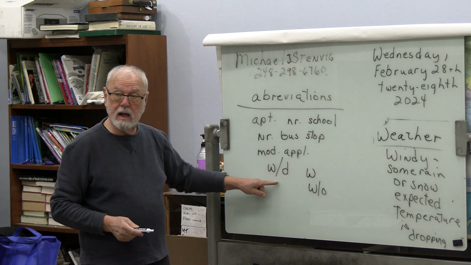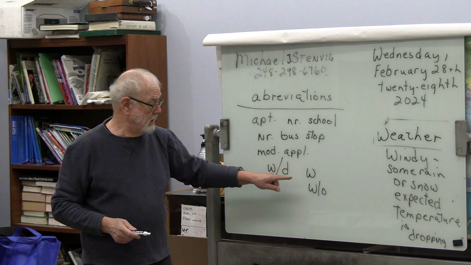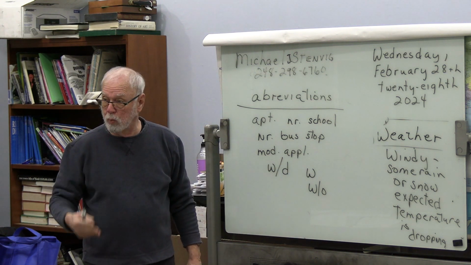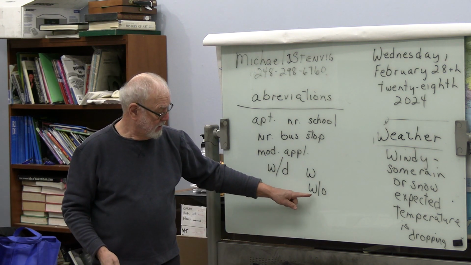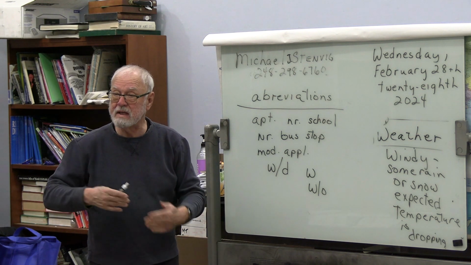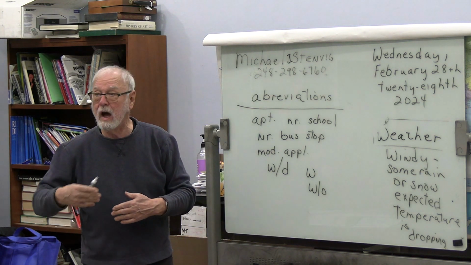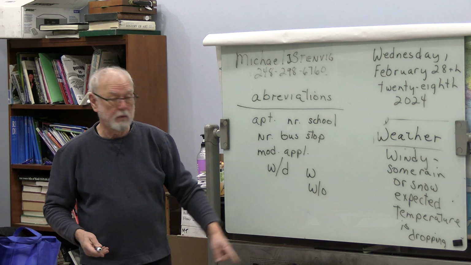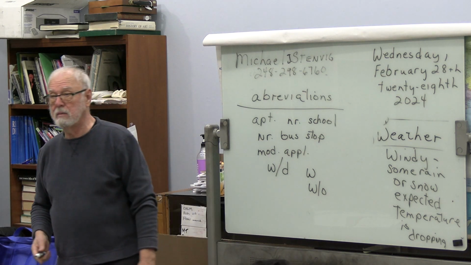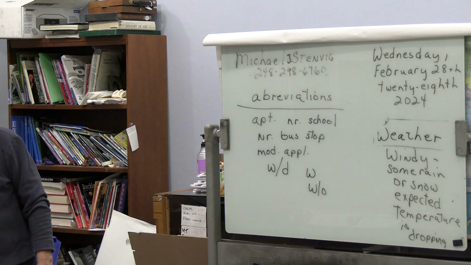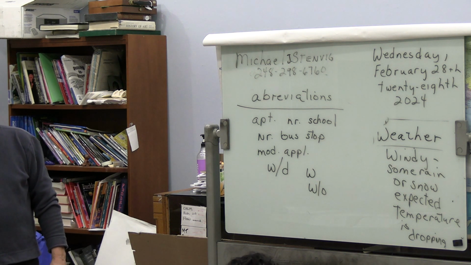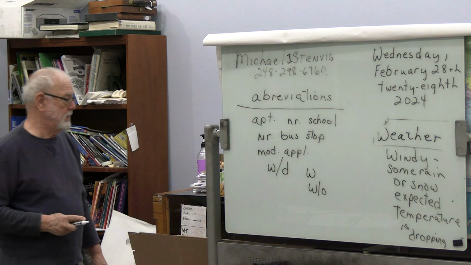Now this is not like this. It's just the W. It means with. The building is with, or what's the opposite of with? Without. So this is the negative. With and without. I don't know which abbreviations they're going to put in there.